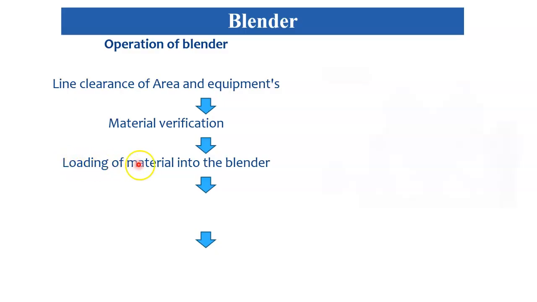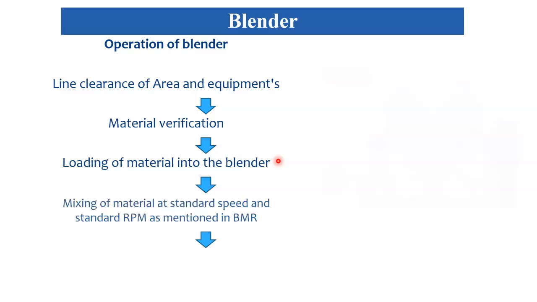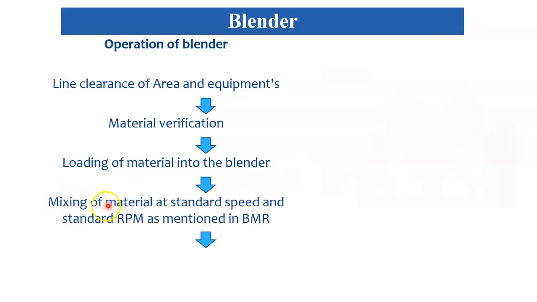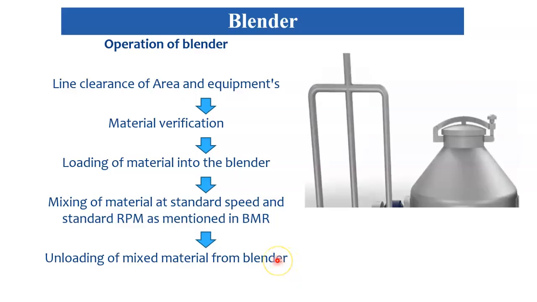Then loading of material into the blender. The loading of material can be done by manually or by powder transfer system. Then mixing of material at standard speed and standard RPM as mentioned in BMR. Then last is a unloading of mixed material from a blender. That is about operation of blender.